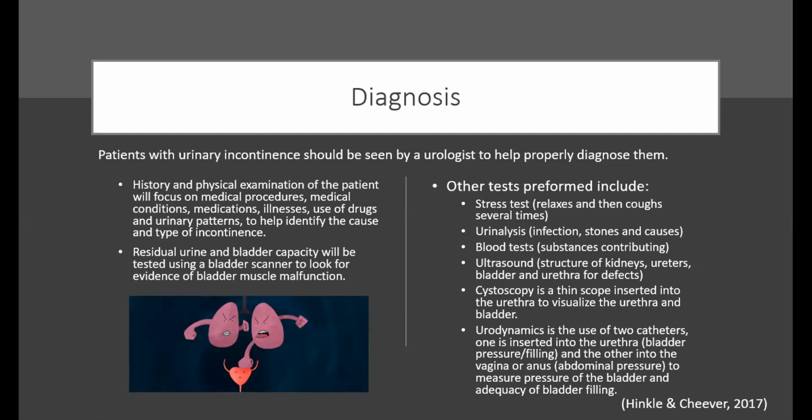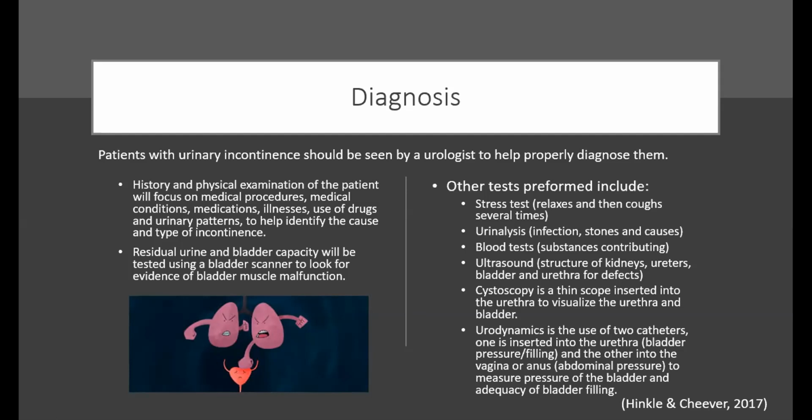Ultrasound would be looking at the structure of the kidneys, ureters, bladder, and urethra for deficits. Cystoscopy is a thin scope inserted into the urethra to visualize the urethra and bladder. And urodynamics is the use of two catheters. One is inserted into the urethra, and that's to measure the bladder pressure, but it is also used to fill the bladder during this test.